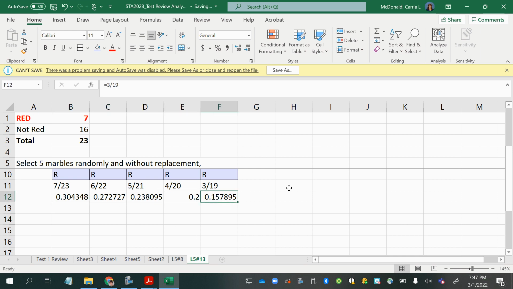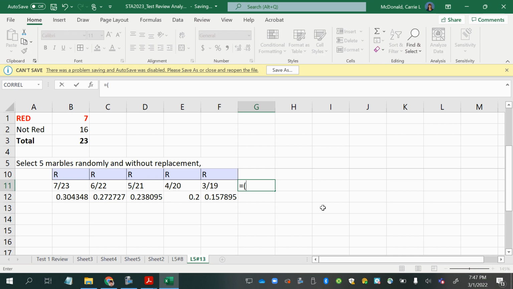Now, I can do that by multiplying all the numerators. Let me show it this way first. 7 times 6 times 5 times 4 times 3, and then take that as a quantity. I forgot my parenthesis in the front. So as a quantity, I'm going to divide that by the quantity of the product of the denominators: 23 times 22 times 21 times 20 times 19.